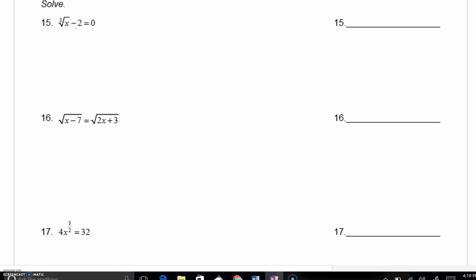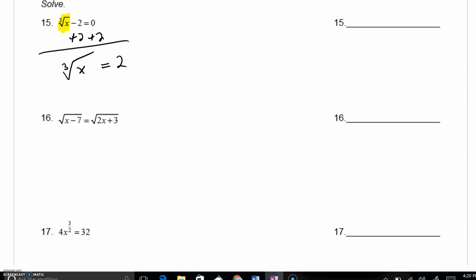What you always want to do, however, regardless of what kind of a problem you have, you want to make sure that you have a radical by itself. Right now on that left-hand side, you've got the cube root of x, but it's not alone. You've got that minus 2. So add a 2. It's just like solving in Algebra 1 where you were just solving for a single variable. Get that variable alone. Here, you'd get the radical alone.